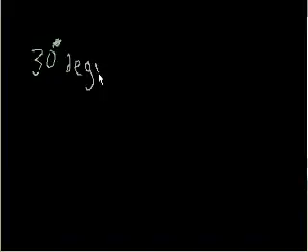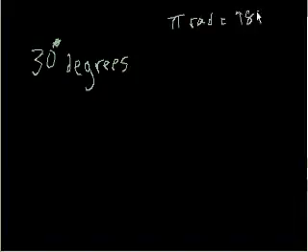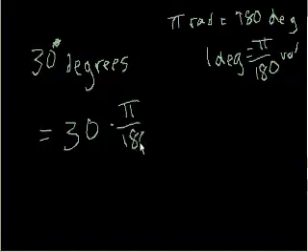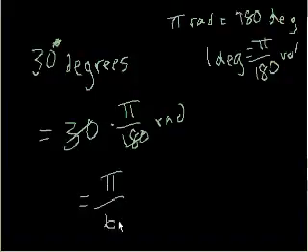So let's say 30 degrees. 30, let me make sure, right? 30 degrees. Once again, I forgot the formula, so I just remember that pi radians is equal to 180 degrees. So 1 degree is equal to pi over 180 radians, right? So 30 degrees is equal to 30 times pi over 180 radians, which equals, let's see, 30 goes into 180 6 times. That equals pi over 6 radians.